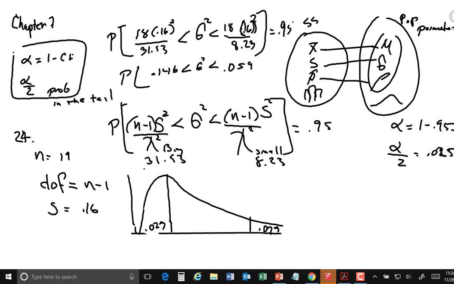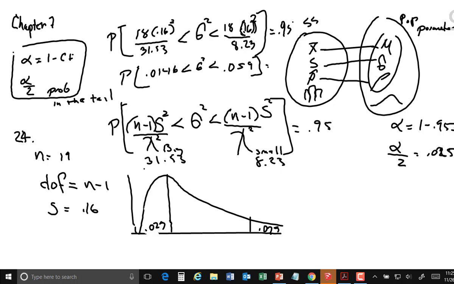Then we find what are called critical values, using the chart. On one, we got 8-some, and the other one we got 31.53. So this is supposed to be 0.0146. Okay, so in this case, we look pretty good because this is a bigger number than that.